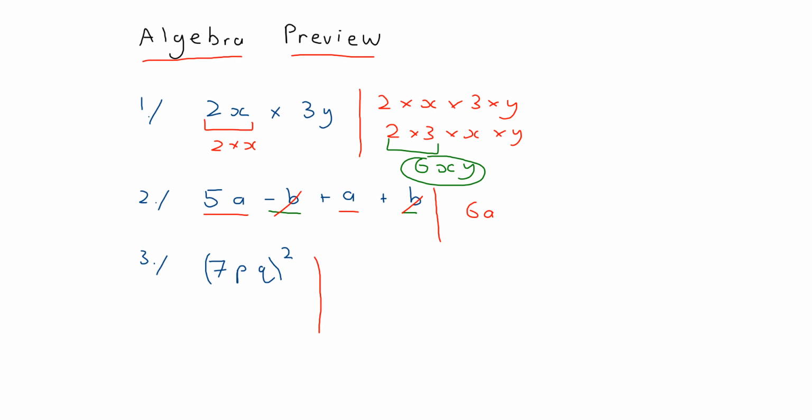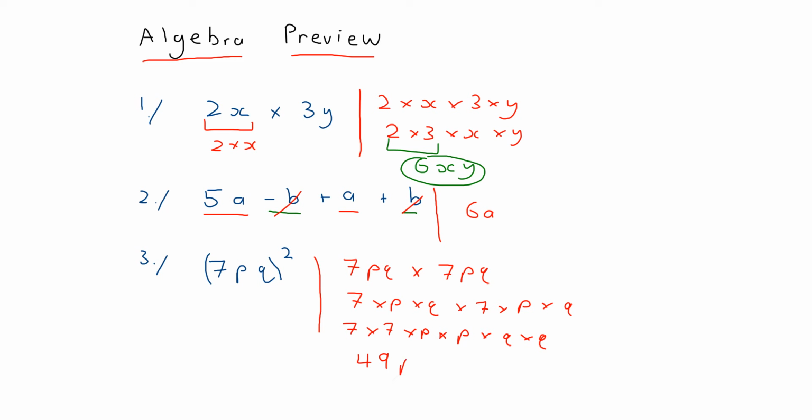Alright, third question, 7pq all squared. Well, that just means 7pq times 7pq, but that's just 7 times p times q times 7 times p times q, or 7 times 7, because I can write this in any order if I'm just timesing them all, times p, times p, times q, times q, and put that all back together, that's 49 p squared and q squared.